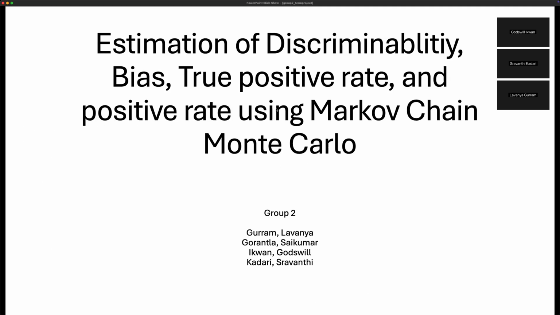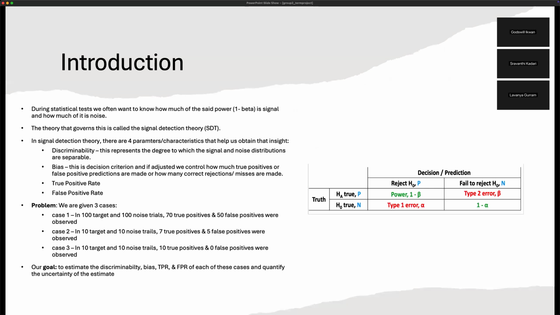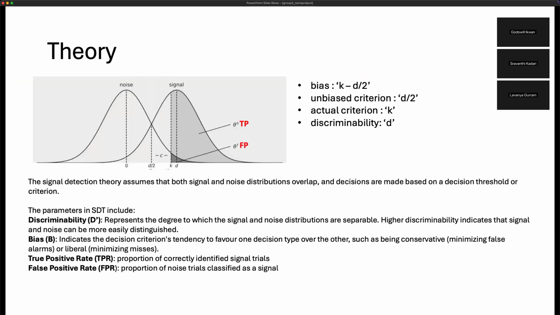Hello everyone. Today I'll be presenting our analysis on estimating discriminability bias through true positive rate and false positive rate using Markov chain Monte Carlo methods. This study revolves around signal detection theory, which helps us understand the balance between signal and noise in decision-making processes. We explored three cases with different data sets, to estimate these parameters and to quantify the uncertainty of our results using a Bayesian framework. So let's get into the project and understand how these concepts are applied in our practice.